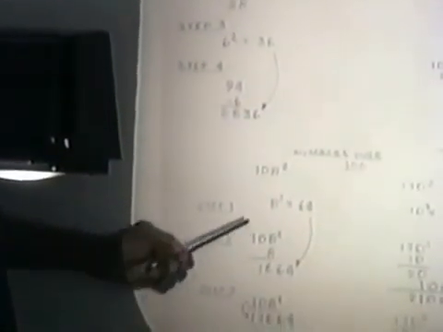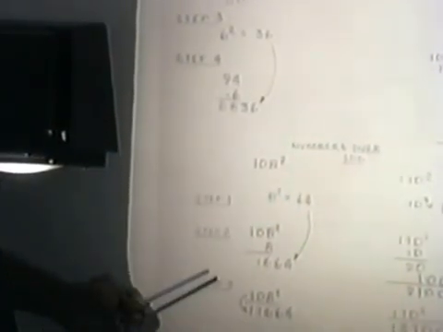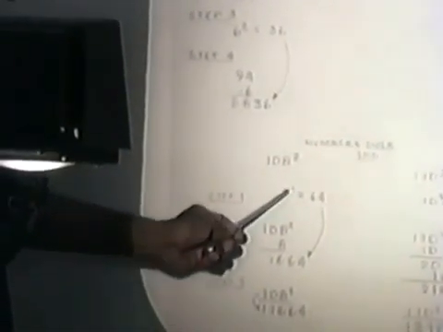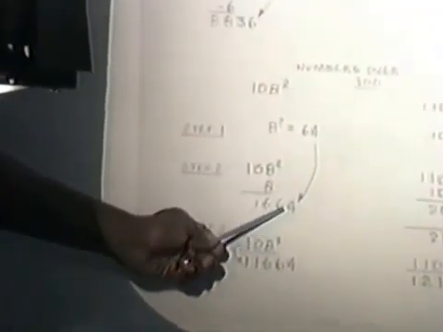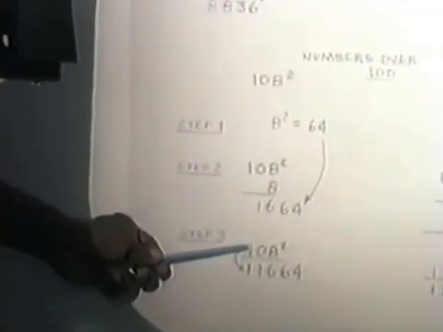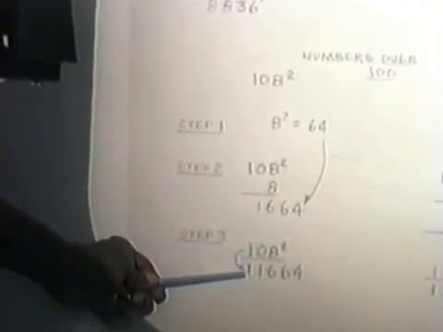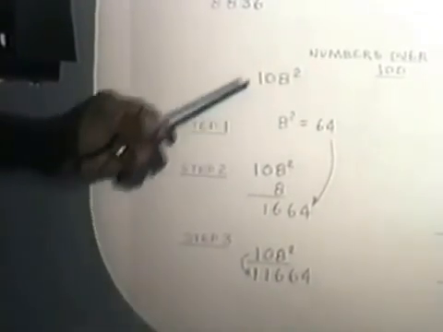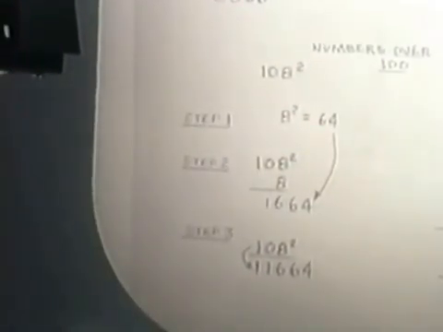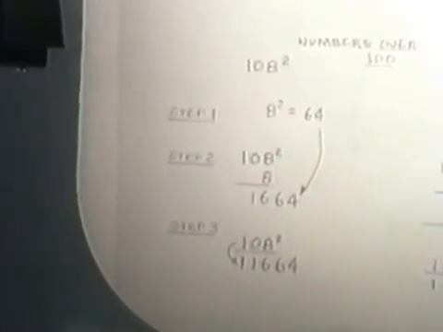Numbers over 100, we had 108. What's the square of 108? What is 108 times 108? 8 squared is 64. That's the first step. We squared that 8. We got 64. The second step is we added the 8 to 108. We got 16. We brought down the 64. Third step, we brought down this first digit right here. So now we have 11,664, the square of 108. Just thought that we'd go over both of them, and now I'm going to let you see some of the problems you can work using this method.